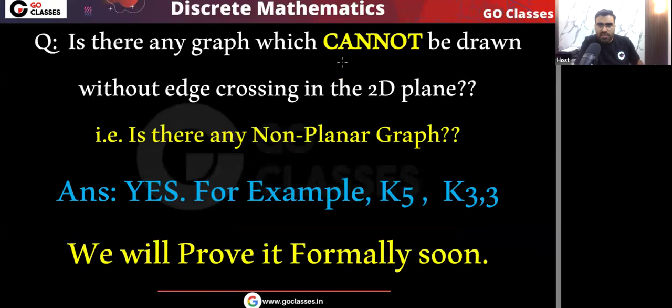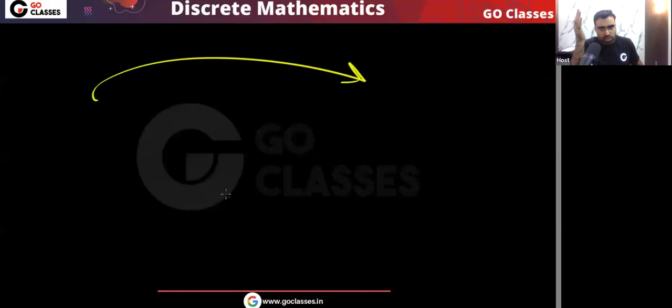Okay, so this is what I'm saying. Is there any graph which you can never draw without edge crossing? The answer is yes. K3,3 and K5. These are the most popular examples. These are non-planar graphs, meaning I can never draw these graphs without edge crossing. Whatever drawing I make will have edge crossing. So did you understand the definition of planar graph and non-planar graph? Planar graph means there is some way to draw without edge crossing, and non-planar graph means there is no way to draw without edge crossing.